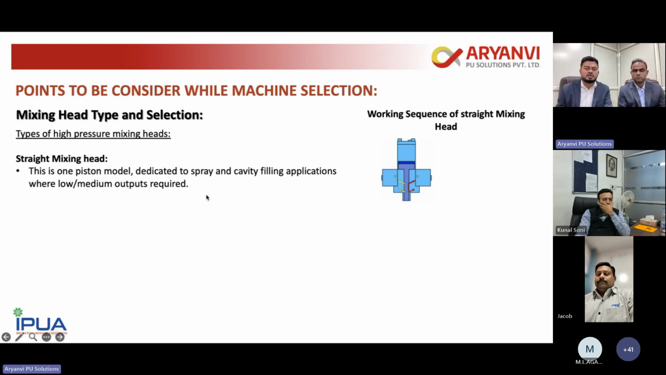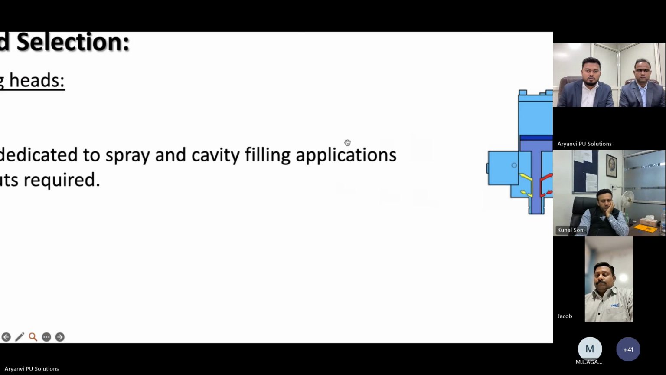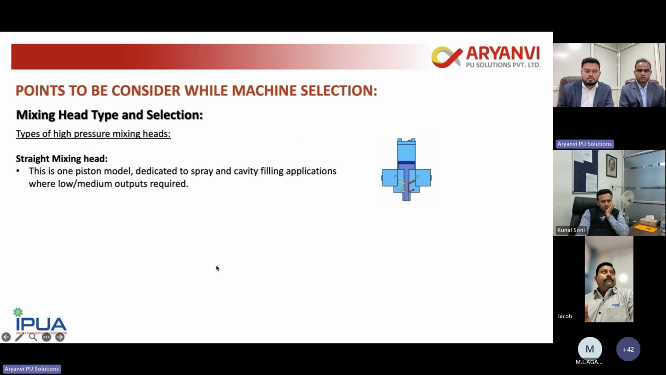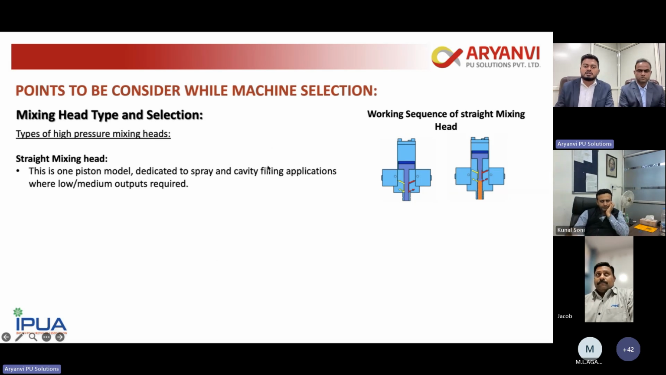Next is high pressure. Let me just introduce it. Okay, this is the straight head. How does it work? From here you will understand. You can see here the piston is closed. Here the piston is now open.